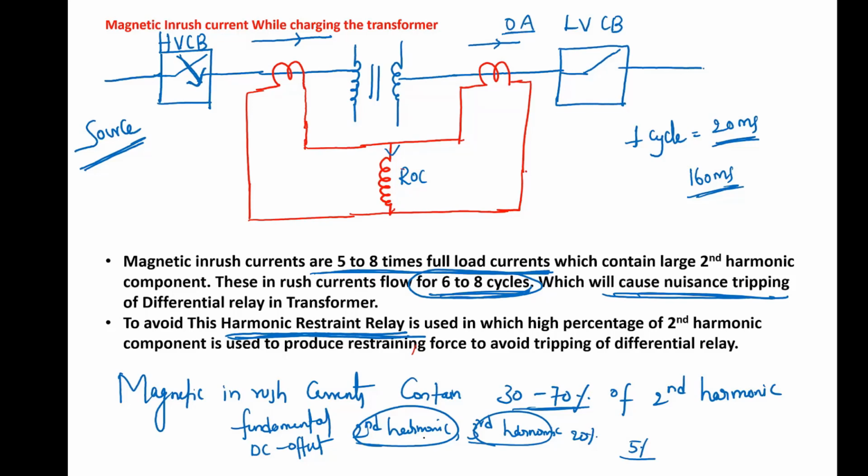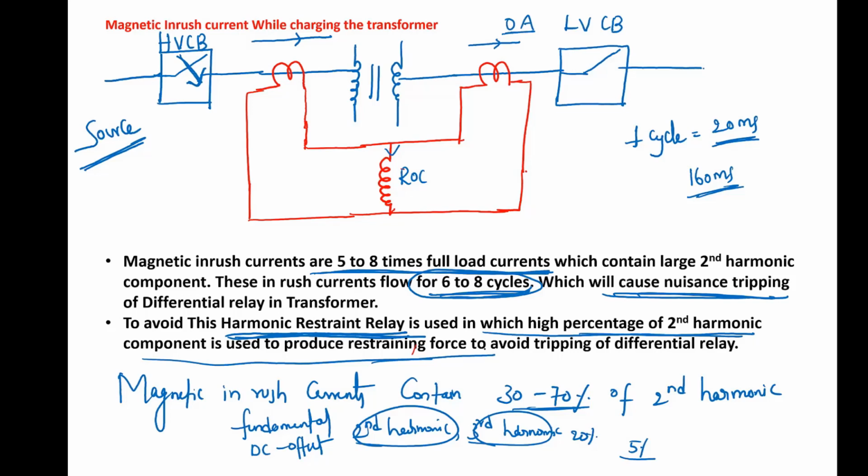So you only remember one simple objective point. To avoid tripping due to magnetic inrush currents, what we do? We use a harmonic restraint relay. Harmonic restraint relay operates on the second harmonic components to produce the restraining force. Restraining force means opposing force to operating force. Operating force tries to trip, restraining force tries to prevent tripping. So this second harmonic component is filtered and fed to the restraining coil so that the opposing force increases.